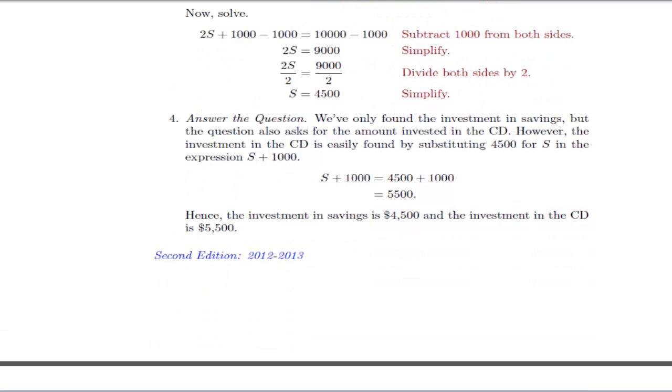We've only found the investment in savings, but the question also asks for the amount invested in the CD. However, the investment in the CD is easily found by substituting 4,500 for S in the expression S plus 1,000. So S plus 1,000 equals 4,500 plus 1,000 equals 5,500. Hence the investment in savings is $4,500, and the investment in the CD is $5,500.